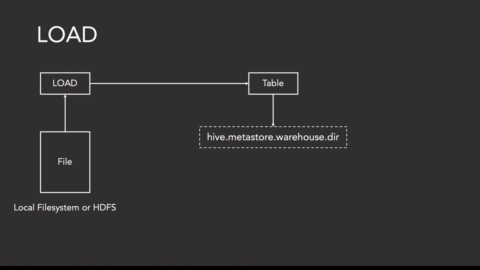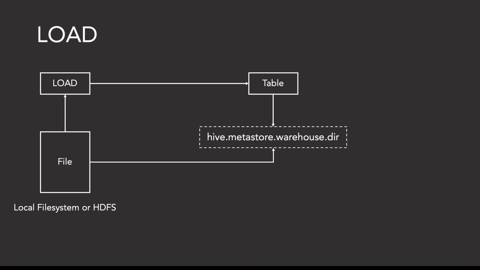Hello everyone. Let's talk about some of the DML statements that HQL provides. One of them is load. You already know what load does. It can load data from a file stored in the local file system or HDFS to a table. What load does is it takes the file as input, and you provide the table name in the load statement, and it is loaded to the directory where the table is stored, mentioned in the Hive Metastore warehouse directory.